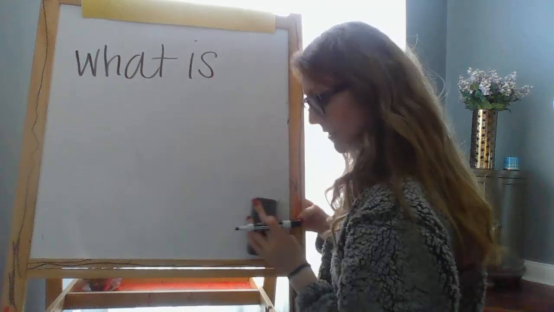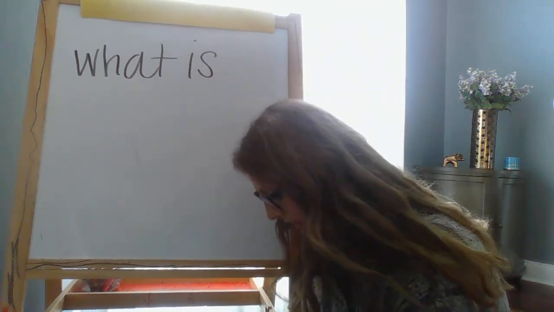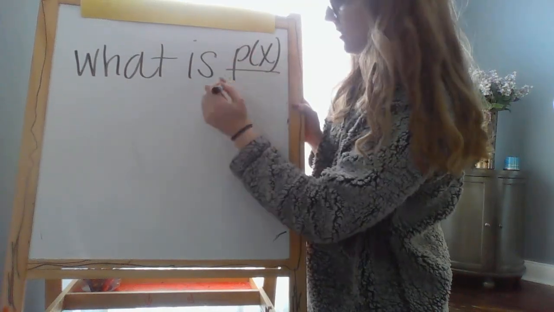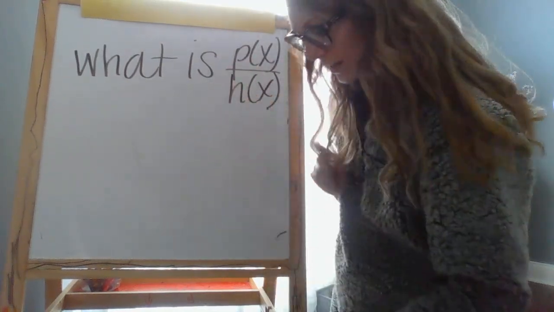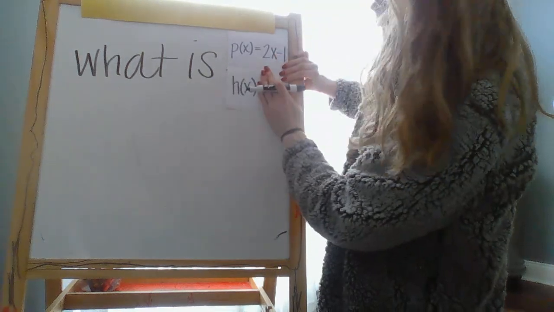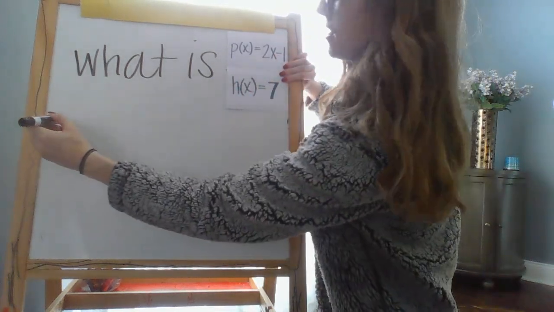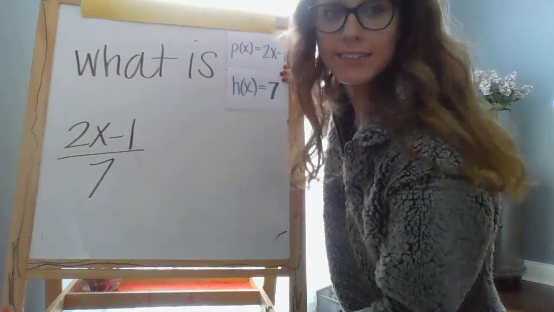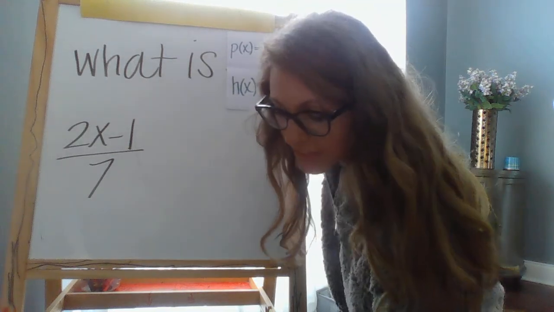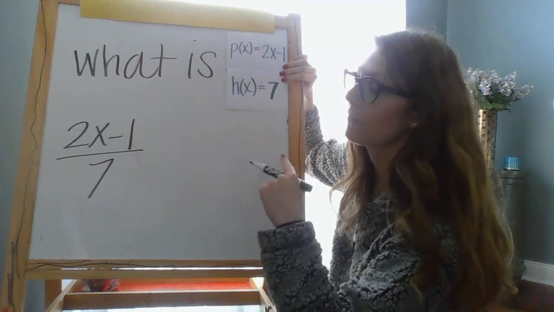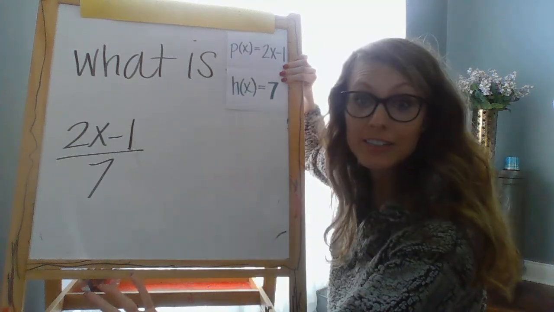What is, let's do p of x over h of x. Okay, p of x over h of x. So you're gonna look for those two functions, p of x and h of x. Okay, so p of x over h of x is 2x minus 1 over 7. That is our function. That is our answer. But we have to just decide, are there any excluded values? What values could we put in for x that would make the denominator 0?